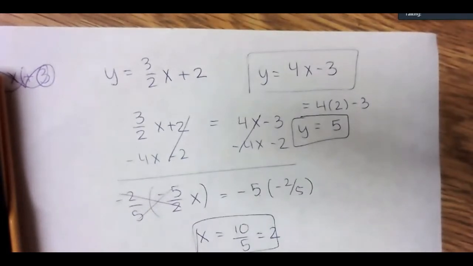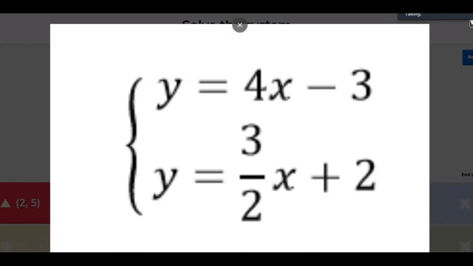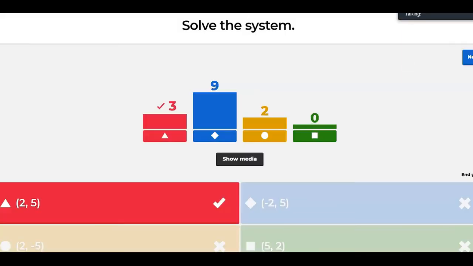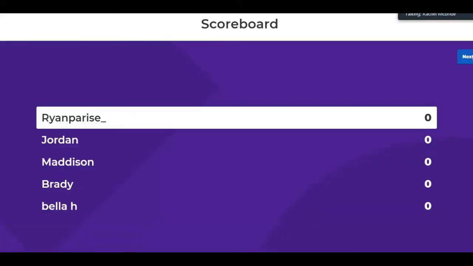Better? Awesome. Okay, back to our Kahoot. So Micah, you need to join the Kahoot. The game pin's in the bottom right hand corner.